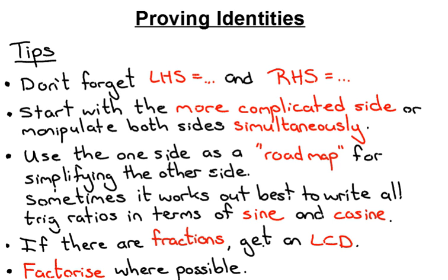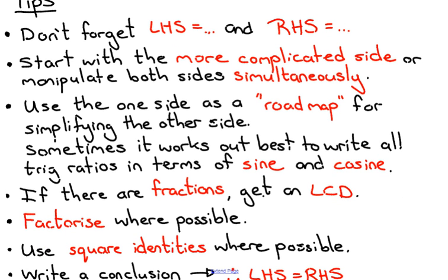Don't forget left-hand side, right-hand side. Start with the more complicated side, or you can actually manipulate both sides simultaneously. Use the one side as a roadmap for simplifying the other side, so keep looking at the other side. If it asks you to end with a tan, then you don't have to go any further to a sine and a cos, for example.